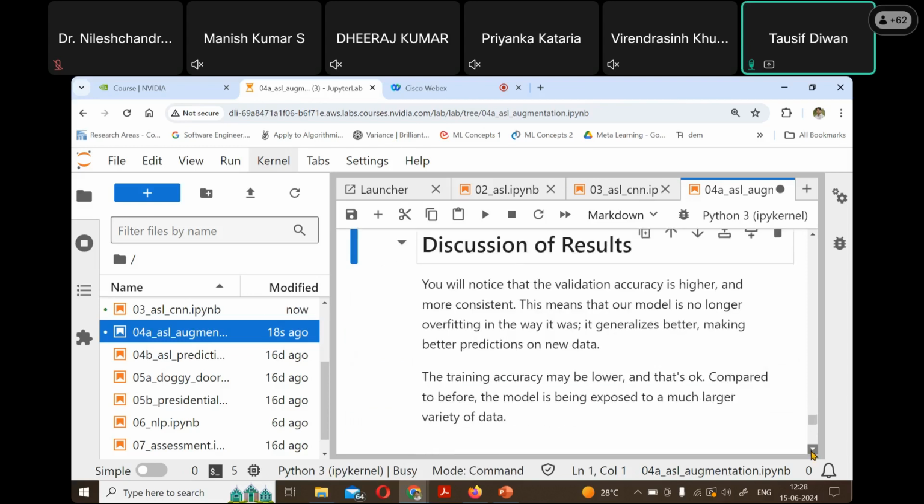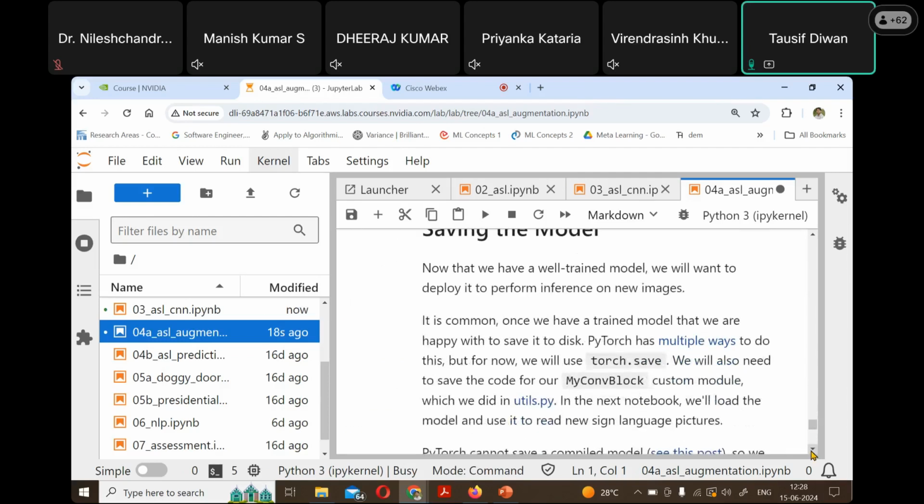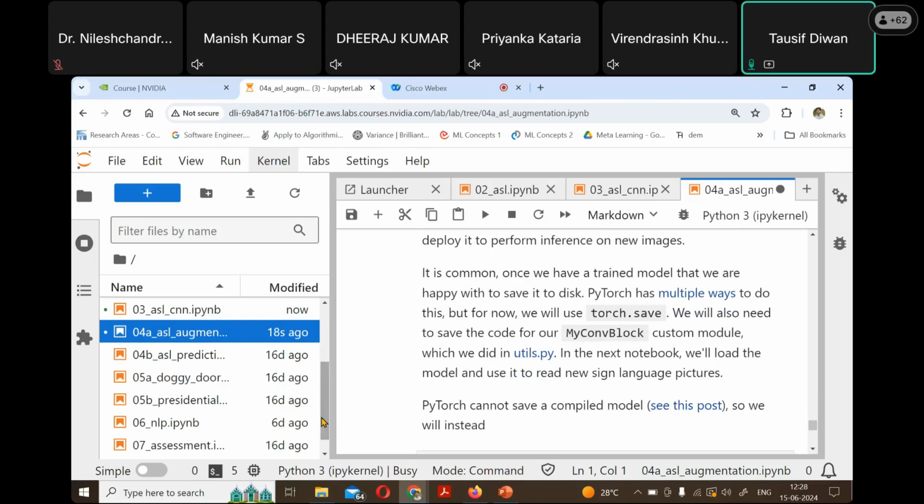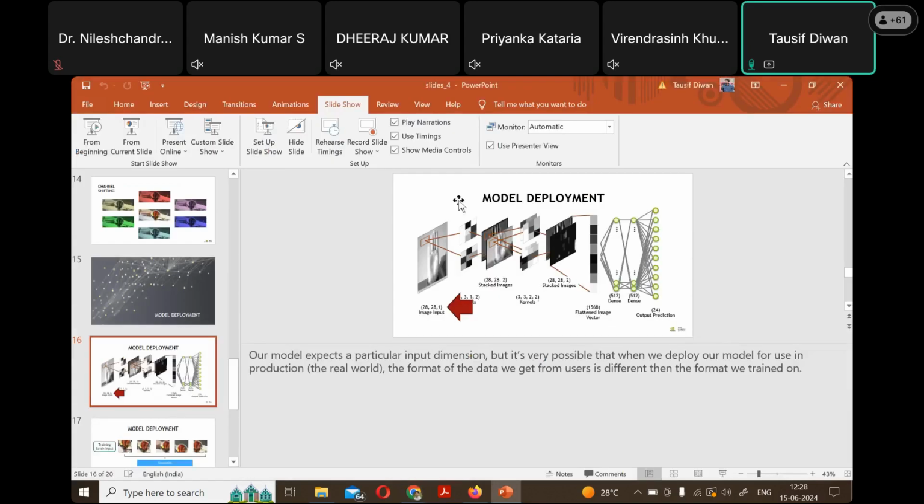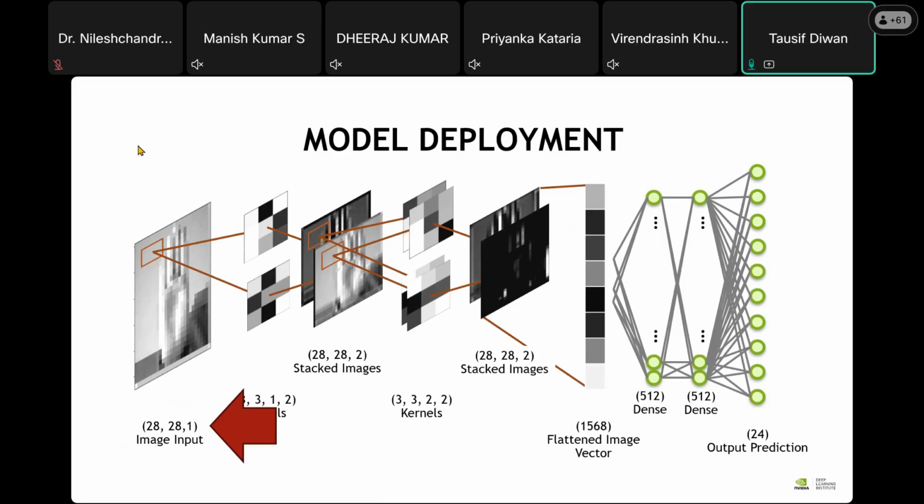Now we will also see how we can save the model. This time the model is not here, so first of all we will see model deployment. Now the model is trained. We can save the model on the cloud so that if we require that particular model in the future, we should not train the model again. The model is already deployed on the cloud.